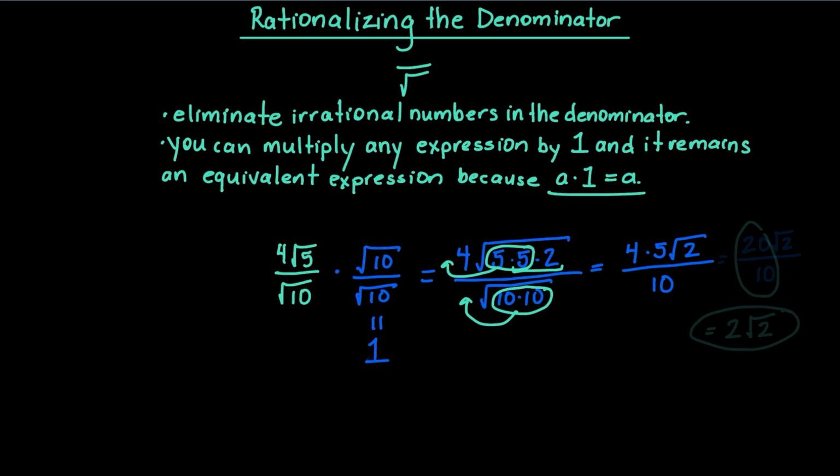4 times 5 is equivalent to 20. Radical 2 over 10. And we can simplify down one more time because 20 divided by 10 is 2. So 2 radical 2 is our final answer.